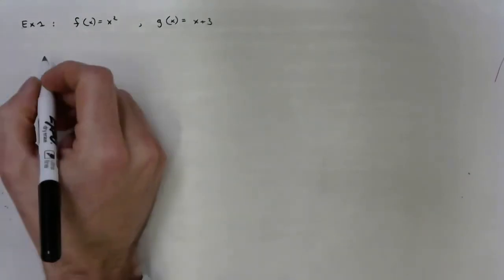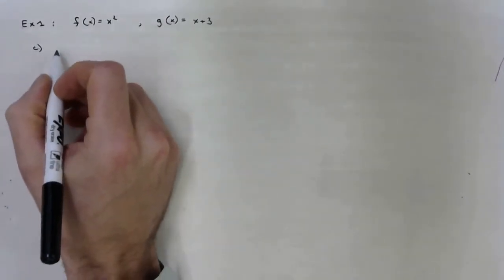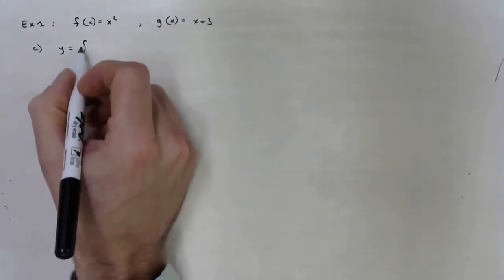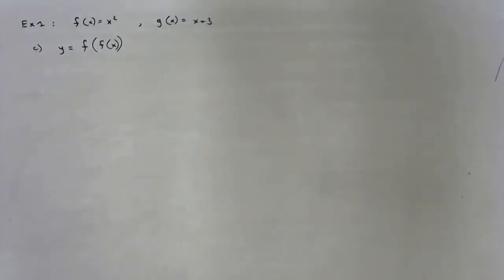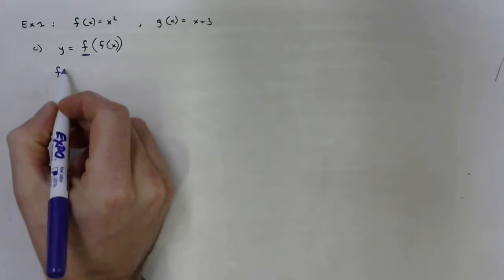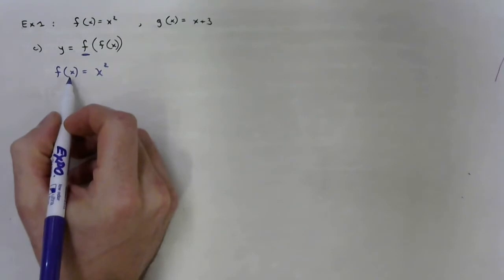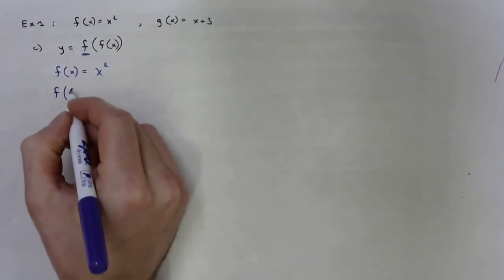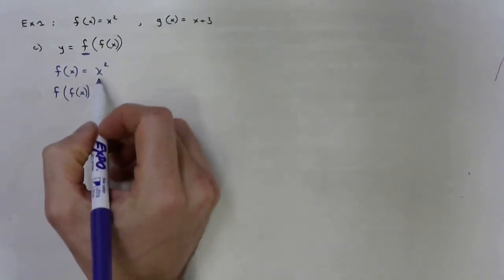Okay, example C, 1C. We're working with our same 2 basic functions. C asks us to take the composite function f of f of x. So now we're putting f of x inside f of x and figuring out what happens there. Again, I'm going to start with the function that's on the outside. I'll write f of x and copy it down. f of x is x squared. Now, everywhere I see an x, I'm going to put in the function f of x, which means I'm putting in x squared everywhere I see an x.